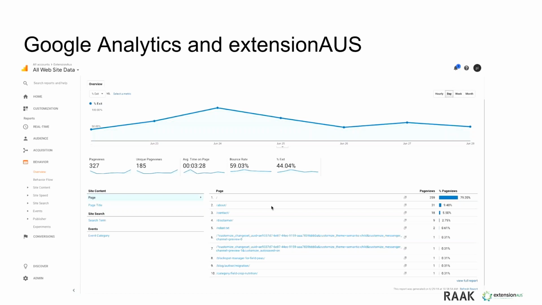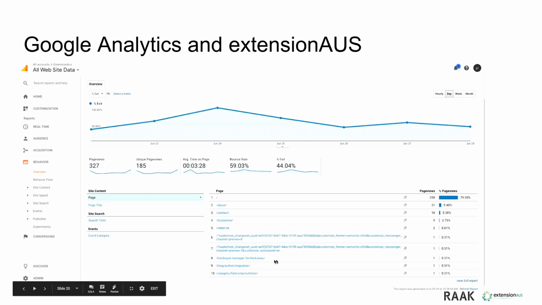On the right here, we can see what pages they actually are. So the very first one, 259 page views, is the home page, which makes up 79% of the visits for extensionAUS. And then there is about contact. There's 9 views of the actual disclaimer, 2 of robots.txt, so that's one that you could filter out. That is one of the Google ones, and so are the 2 underneath. So there are ways of eliminating some of these.